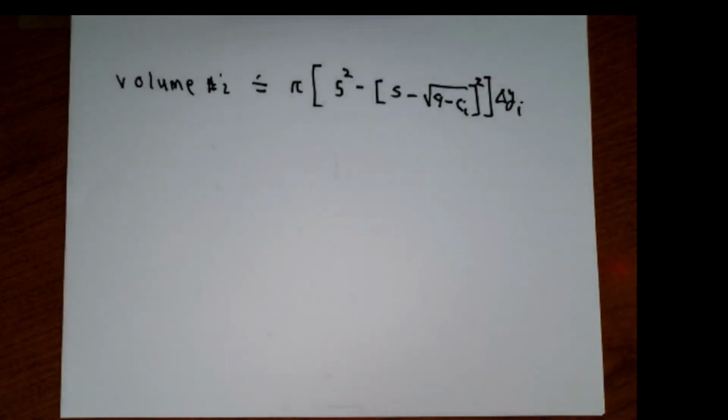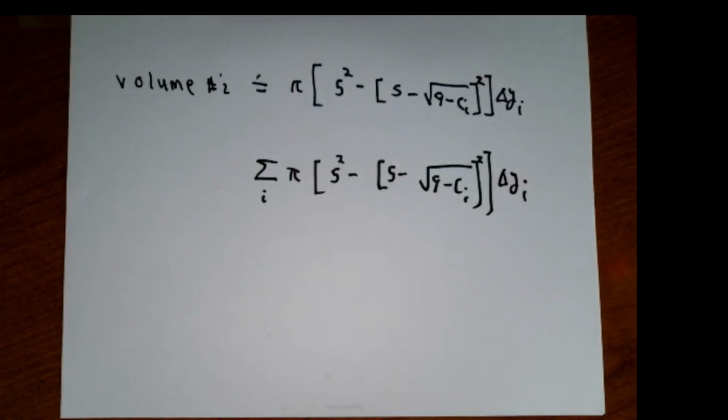There will be some algebra to do. I can either do it now or just leave it as is for the moment and do it once I've expressed this as an integral. Once you've done that, to get the exact volume, you take the limit of these sums as all of the delta y's tend to 0.